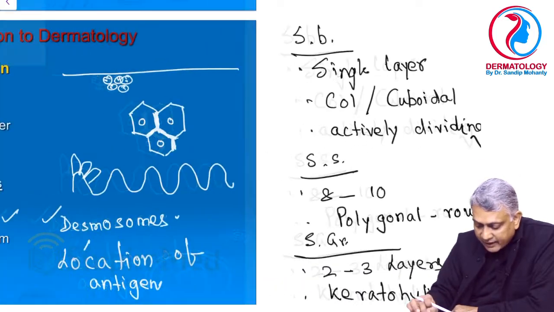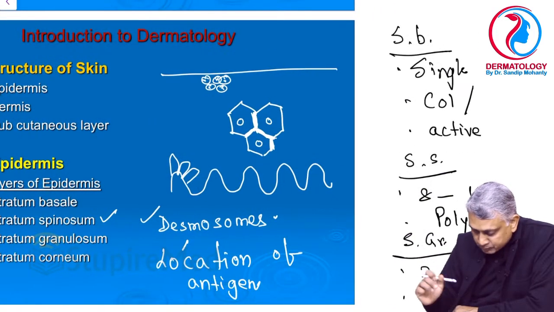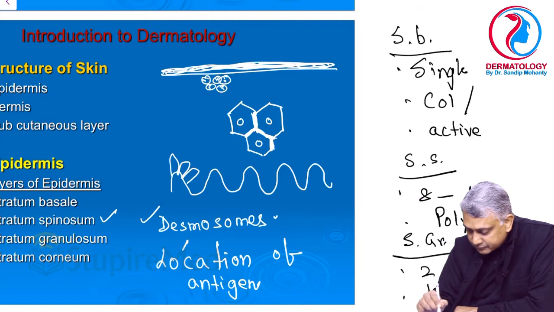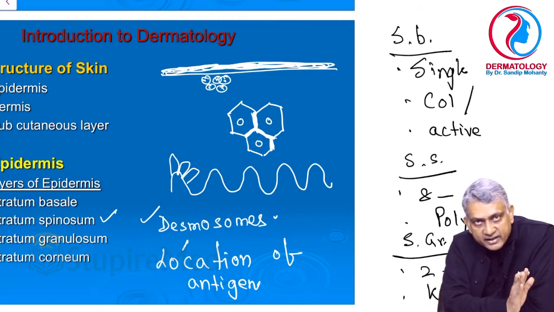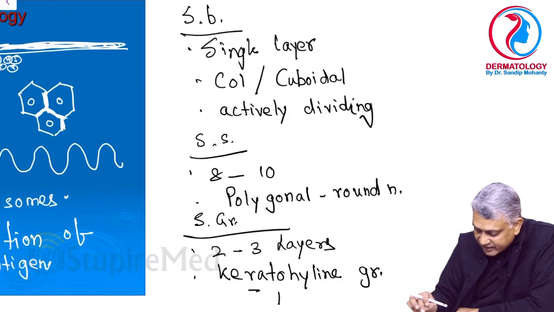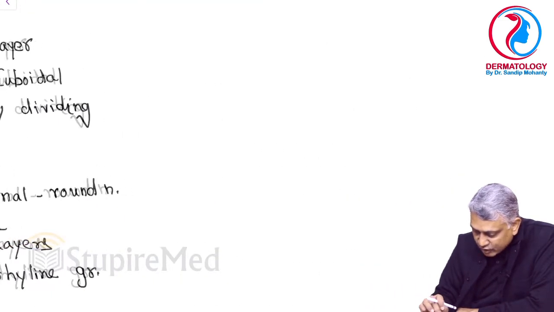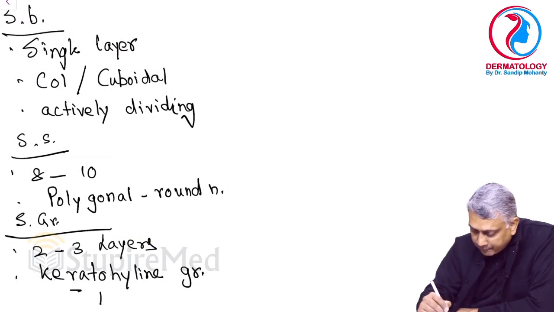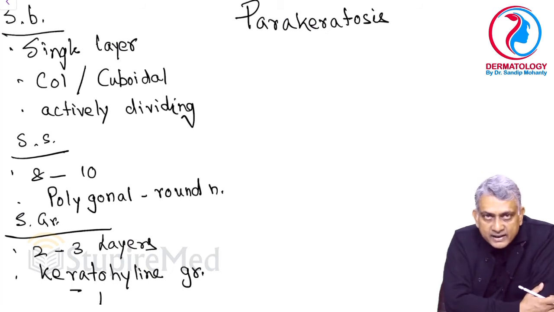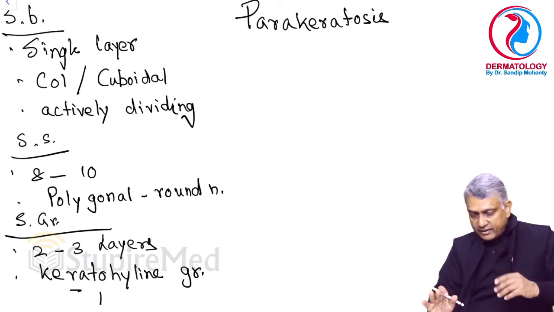Then the uppermost layer is known as stratum corneum. In stratum corneum, the cells are fully keratinized and they do not contain any nuclei. Suppose there is presence of nucleated cells in the stratum corneum. Remember this term: parakeratosis. Parakeratosis means presence of nucleated cells in the stratum corneum. So, these are the layers of the epidermis.